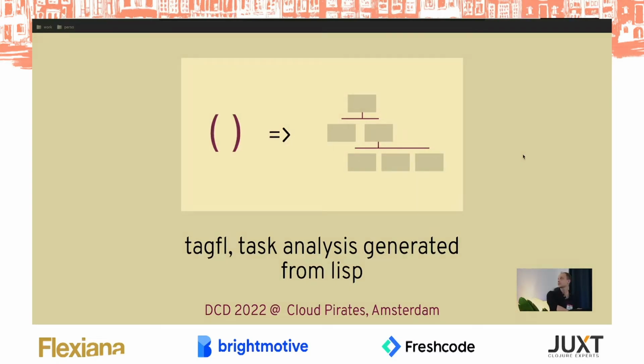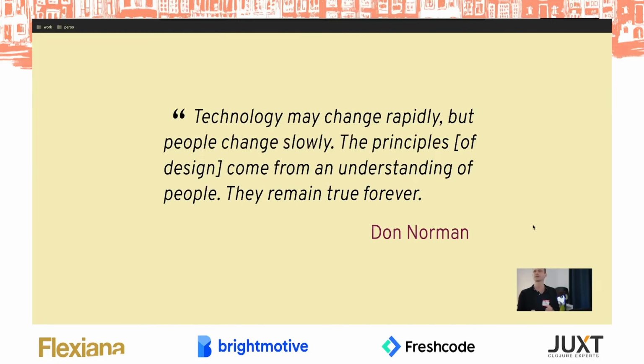So the problem is trying to understand users. And why? Because technology may change rapidly, but people change slowly. So the principles of design really come from the understanding of people, and that will always remain true. This is from Don Norman, one of the main figures in UX field research. Keep in mind that with all the tools we are building and trying to improve, we always have to take into consideration how we can also improve our understanding of the end users.